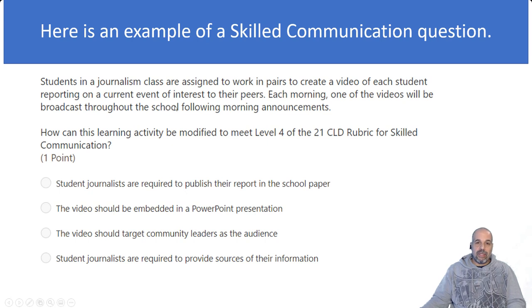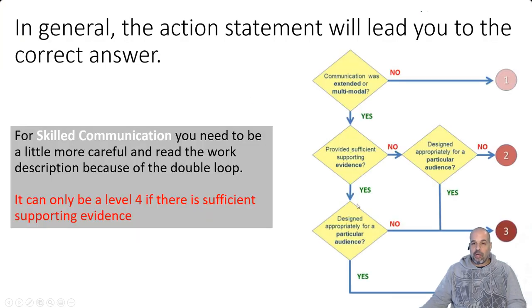This is why we need to read the question for skilled communication. And if we do read the question, it says students in the journalism class are assigned to work in pairs to create a video of each student reporting on a current event of interest to their peers. So they're presenting something, they're reporting to their peers. So in the question, we've already got this part here for a particular audience. What's missing is the sufficient evidence.